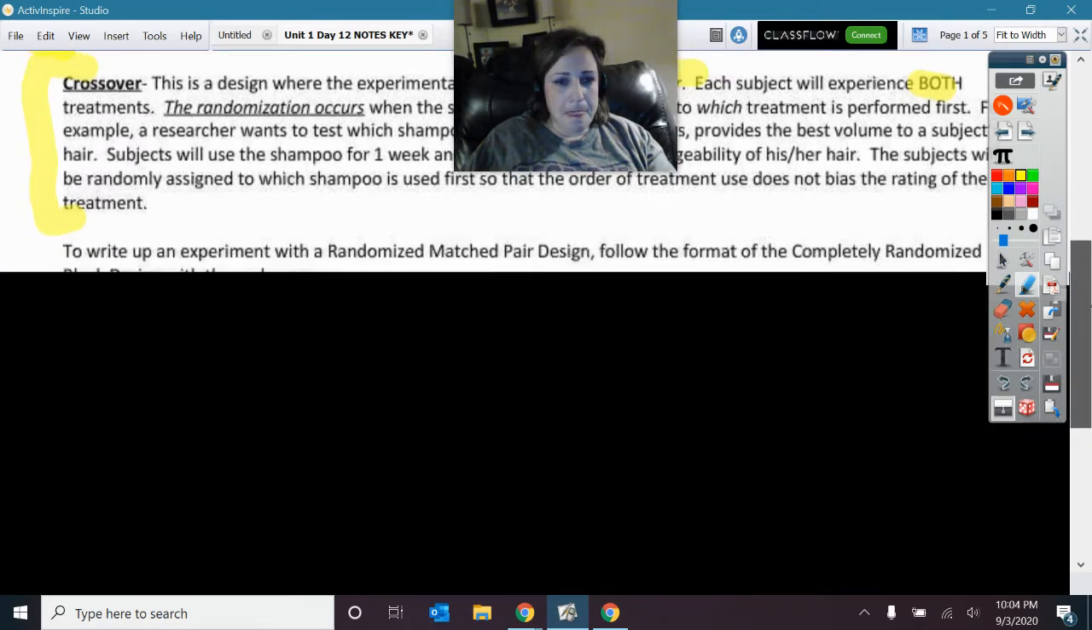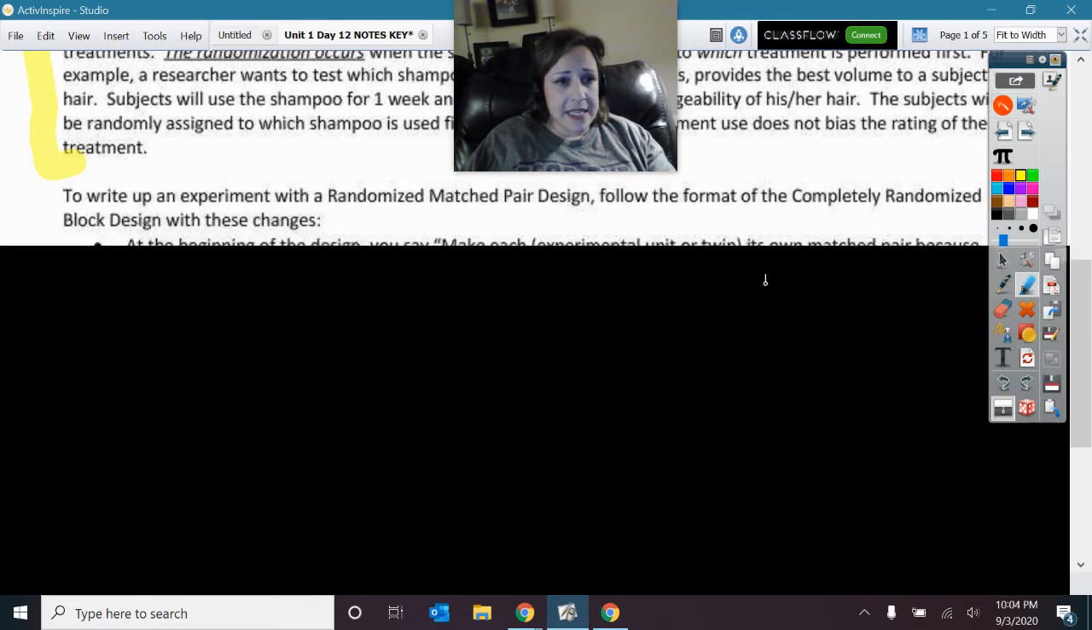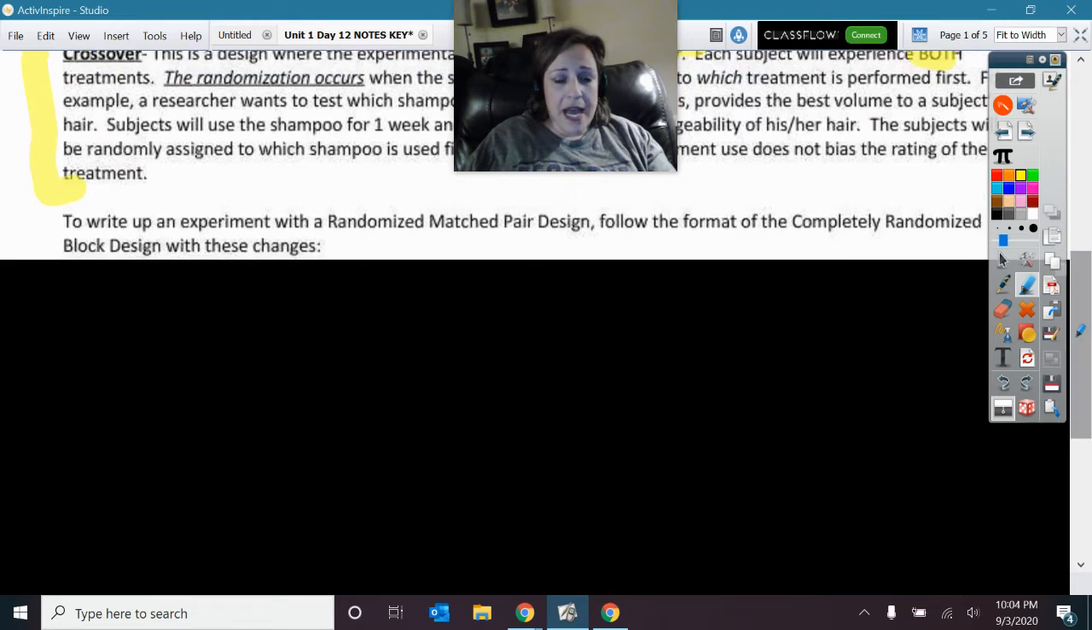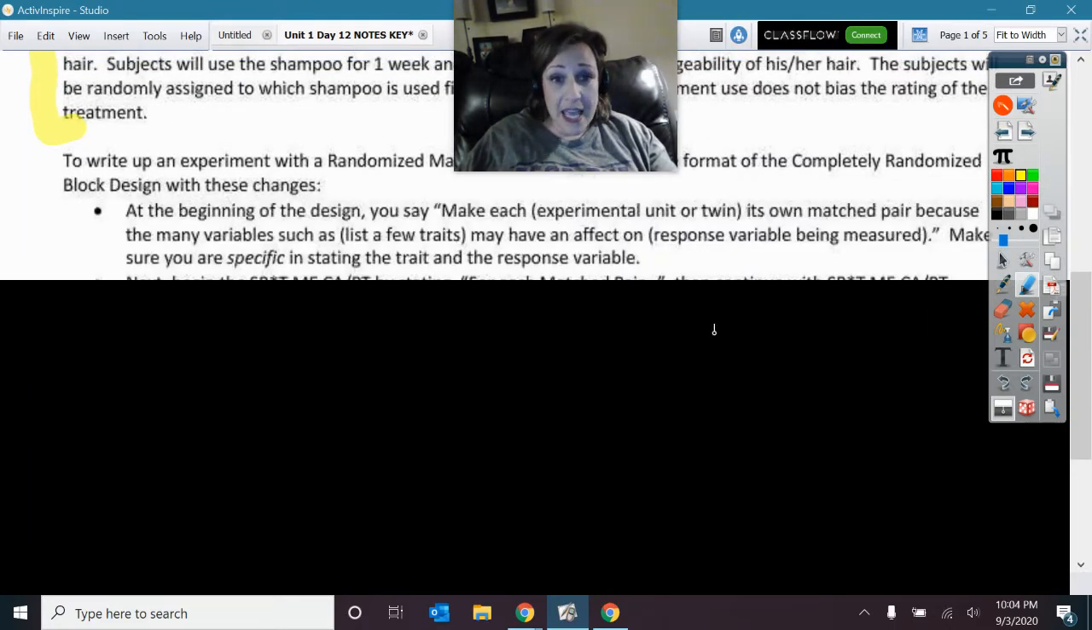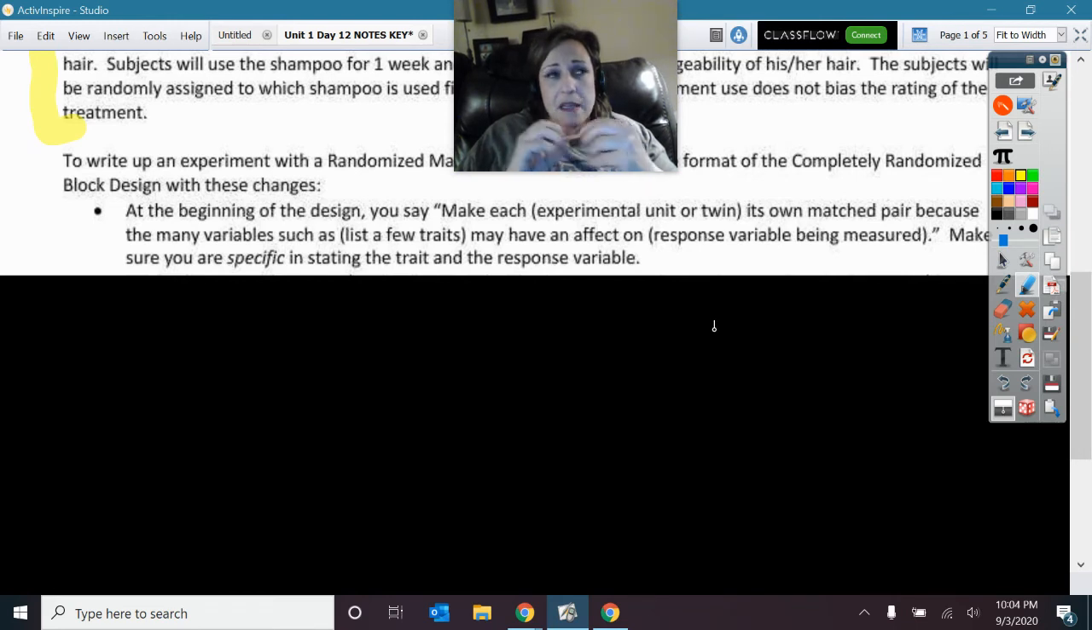All right, here we go. So when we write up our matched pair experiment, we're going to follow the same format, the SRAP me capped that we did with the completely randomized design, but we have a few little changes at the front. At the top, we would want to say that we are going to make each subject its own matched pair, or we're going to have twins or whatever, because many variables such as, and list a few of them, have an effect on the response that we are measuring.